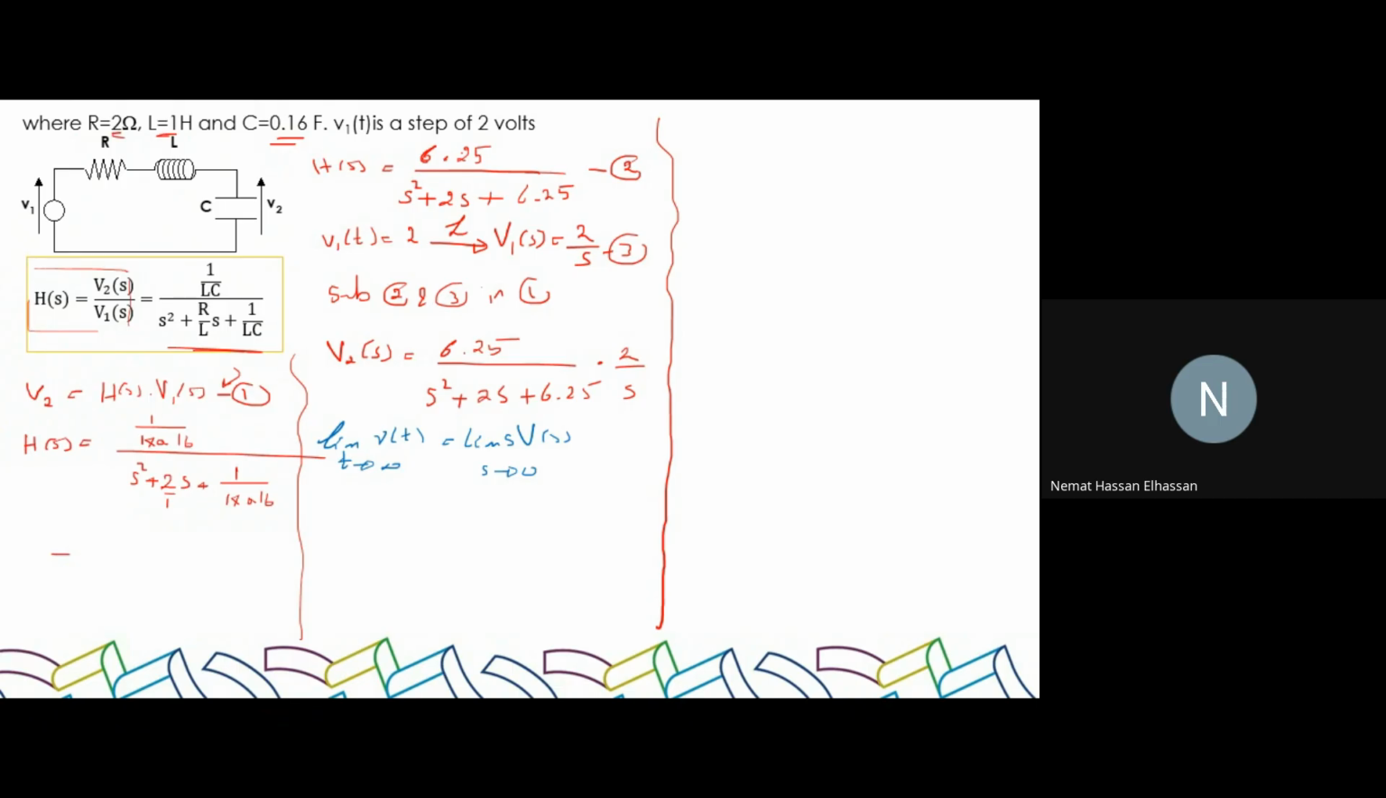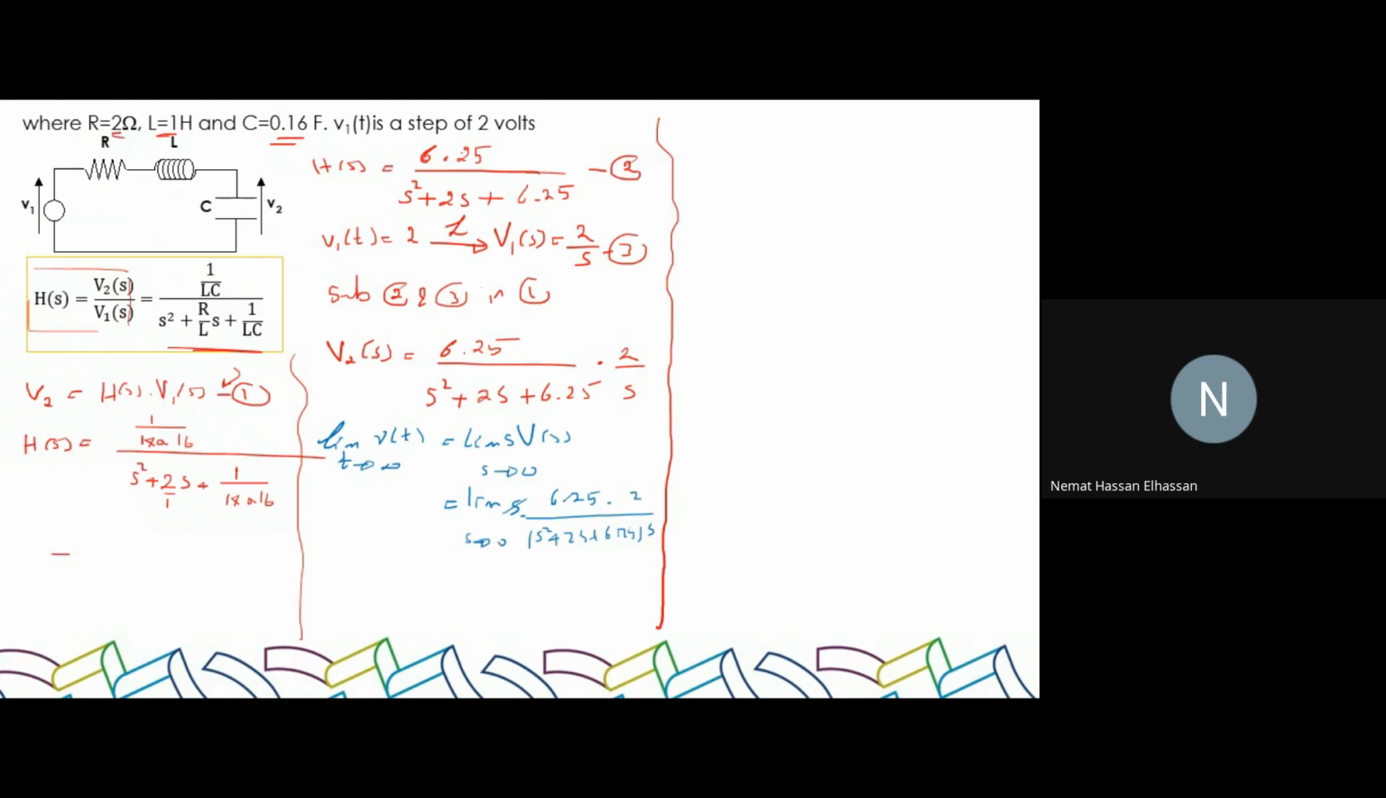So I need to find v of t when t is infinity. That's what I need to know, the final value. So I'll just substitute in the right hand side of the equation. I already know what is v of s. V of s is 6.25 times 2 divided by s squared plus 2s plus 6.25 times s multiplied by s, because it's sv of s, and let s equal 0.